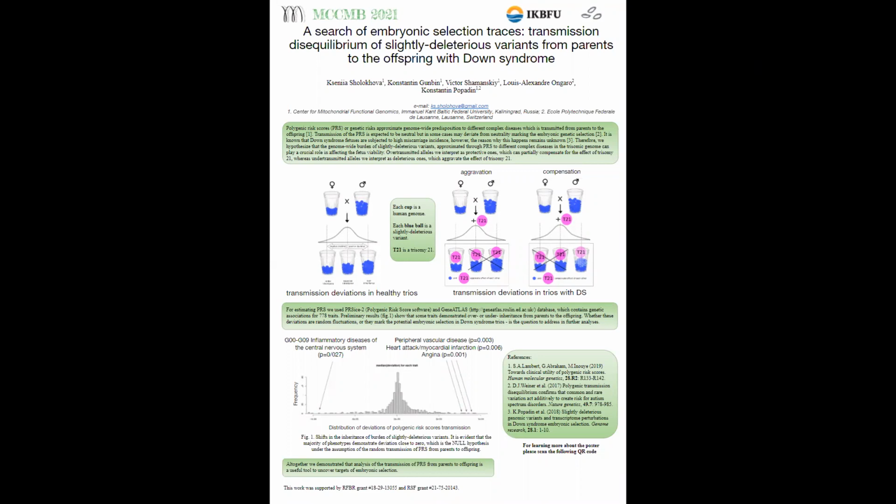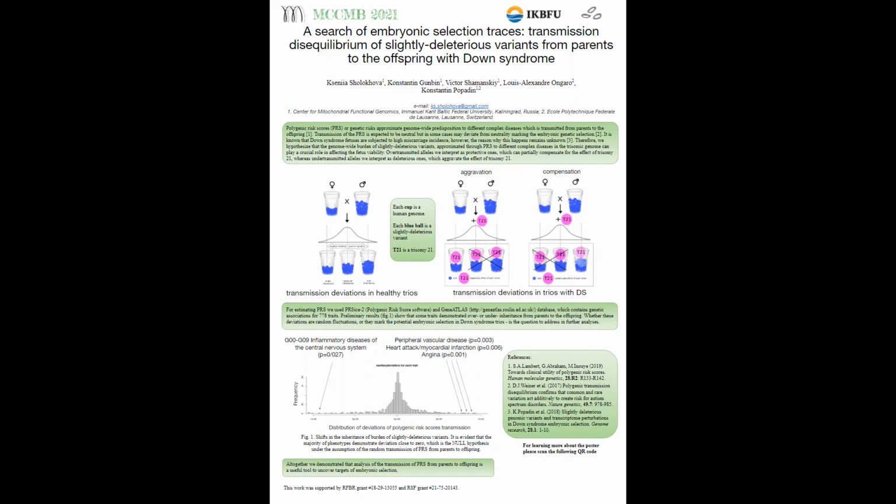It is known that Down syndrome fetuses are subjected to high miscarriage incidence. However, the reason for this strong embryonic selection remains unknown. Why are some fetuses live-born, whereas others are not? This is the main question we are trying to answer.